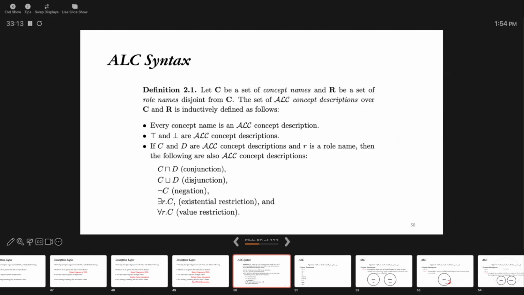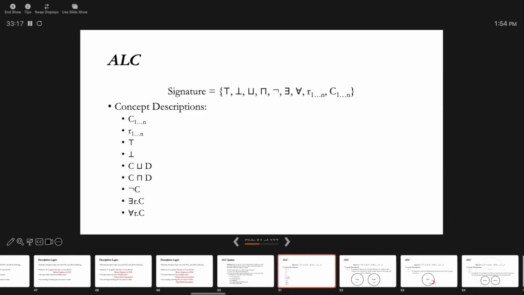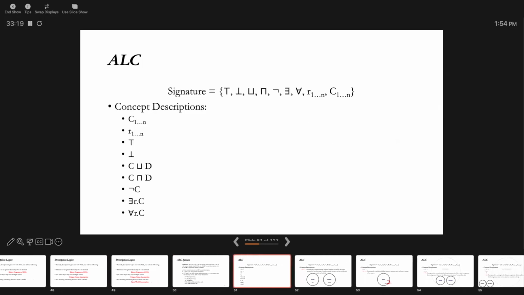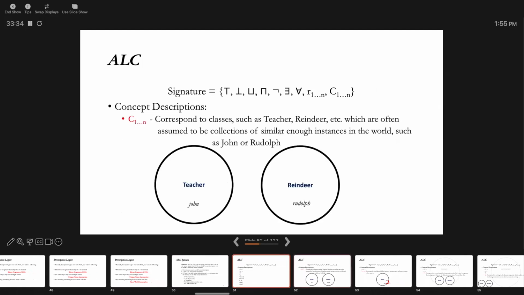Now, I can see some eyes glazing over, and that's okay. Like I said, I have pictures. These are easier to grasp. This thing up here, those symbols, in logic, we call it the signature of the language. So if I say signature, this is what I'm talking about, just the vocabulary. The concept descriptions, all those I just talked through, I'm going to show you visually.